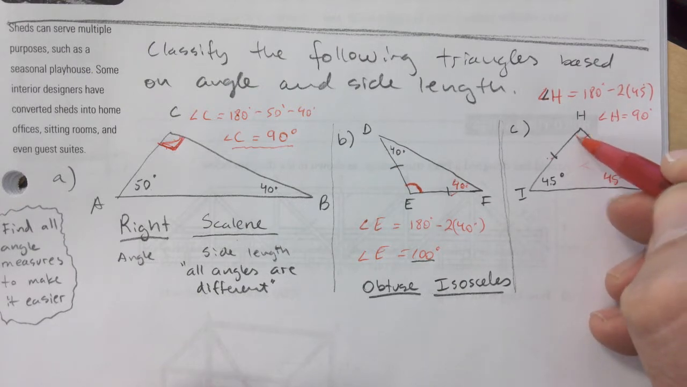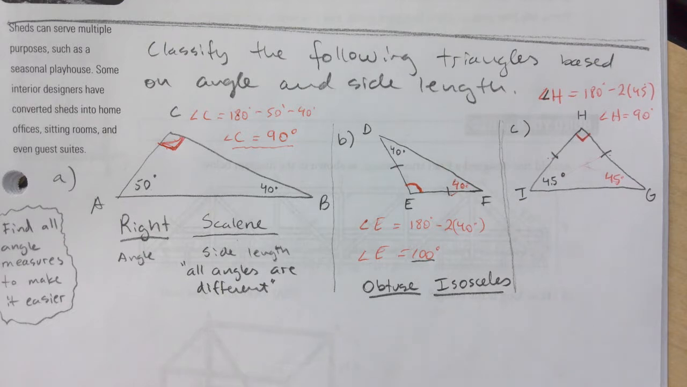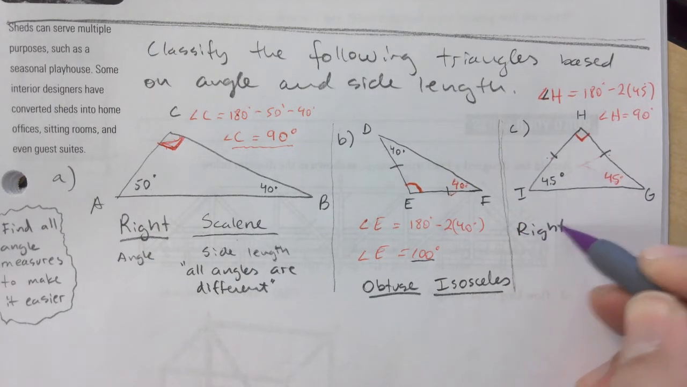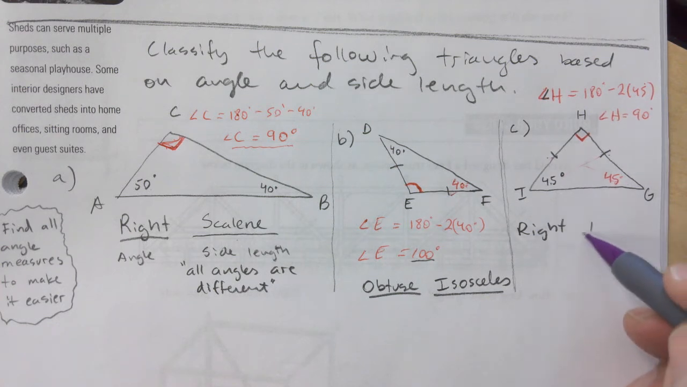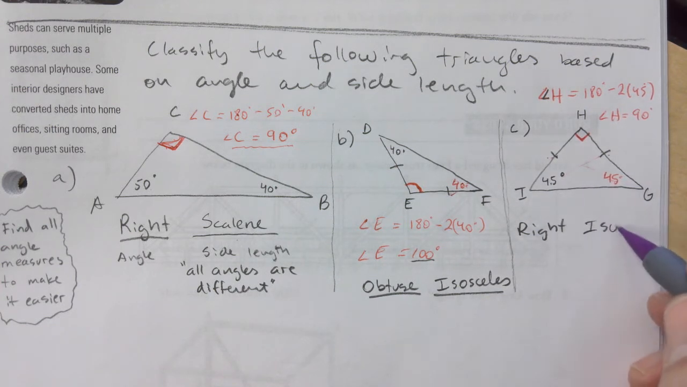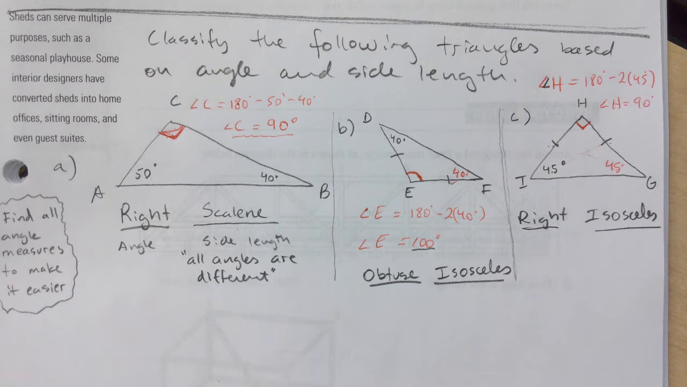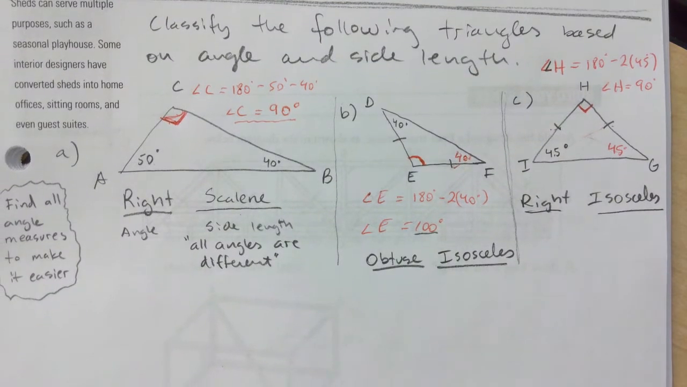So now we can do one of those. And we can say that this is a right isosceles. Right isosceles. So you get 1 mark for each, by the way, on a test. So keep that in mind.